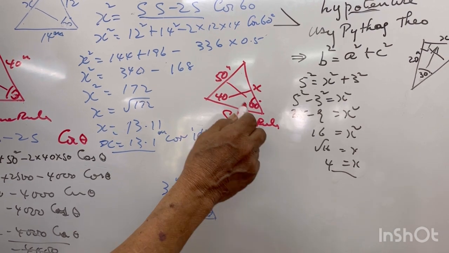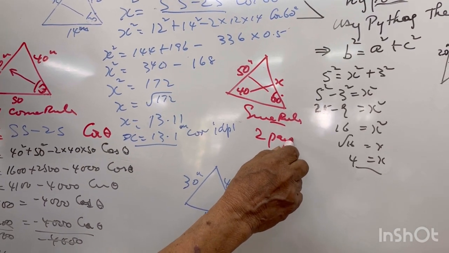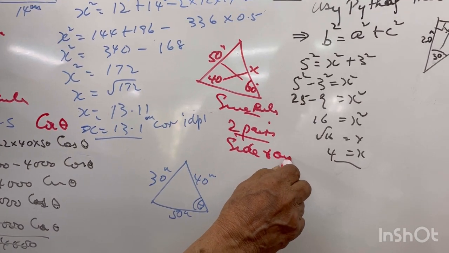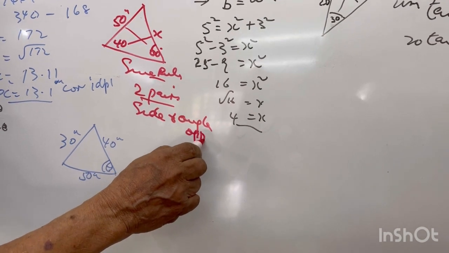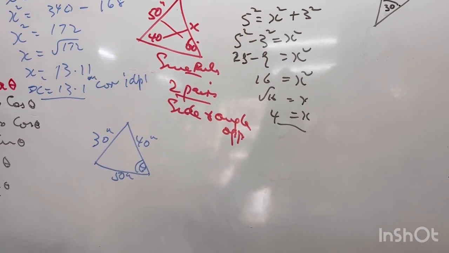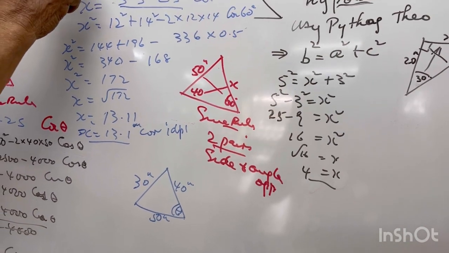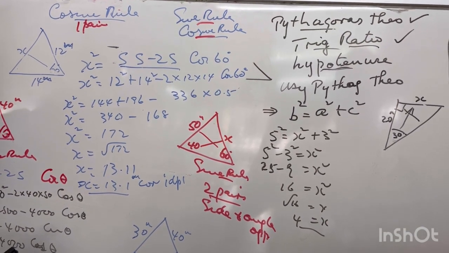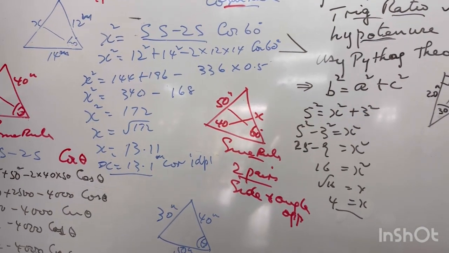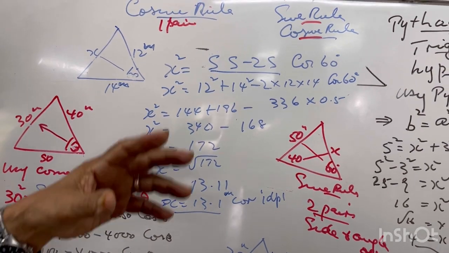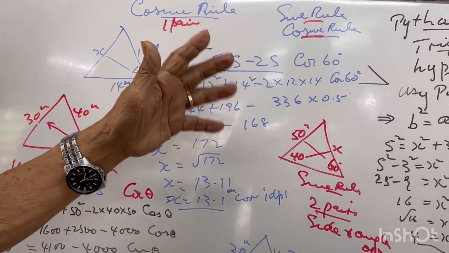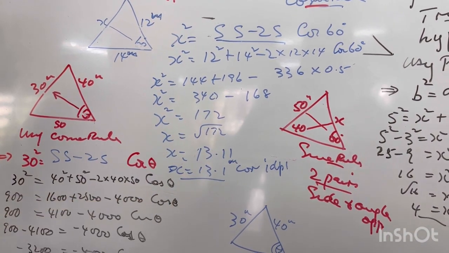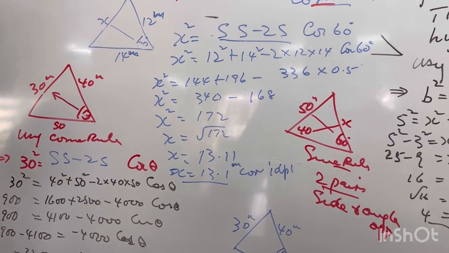I use the sine rule when I have two pairs. What is a pair? A side and an angle opposite it. Cosine rule, you have one pair. If you have one pair alone, use the cosine rule. So today, we looked at those basic areas: Pythagoras theorem, trig ratio, sine rule, cosine rule. And we did both of them. We found in the sine rule the side, and we found in the sine rule the angle. And the same thing goes there.